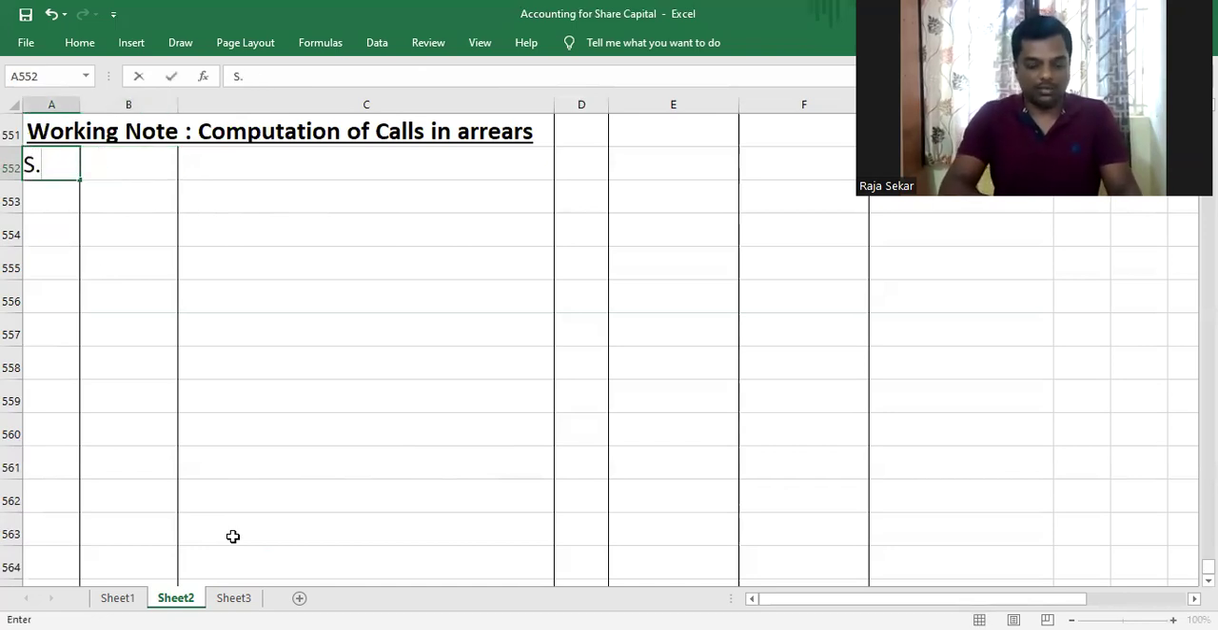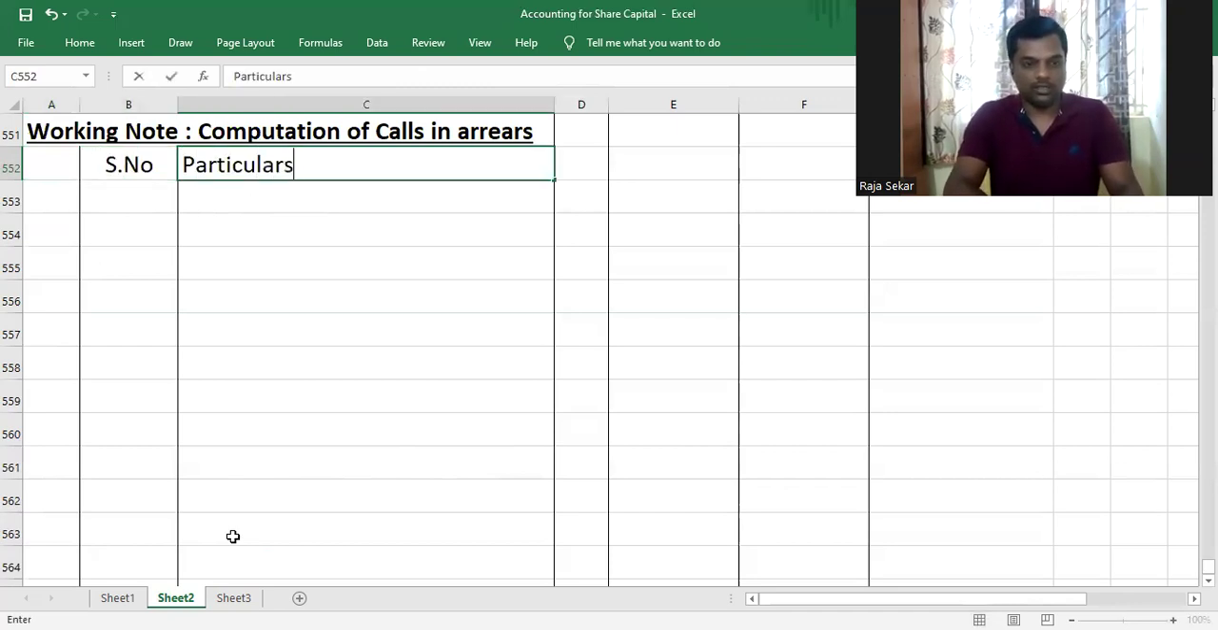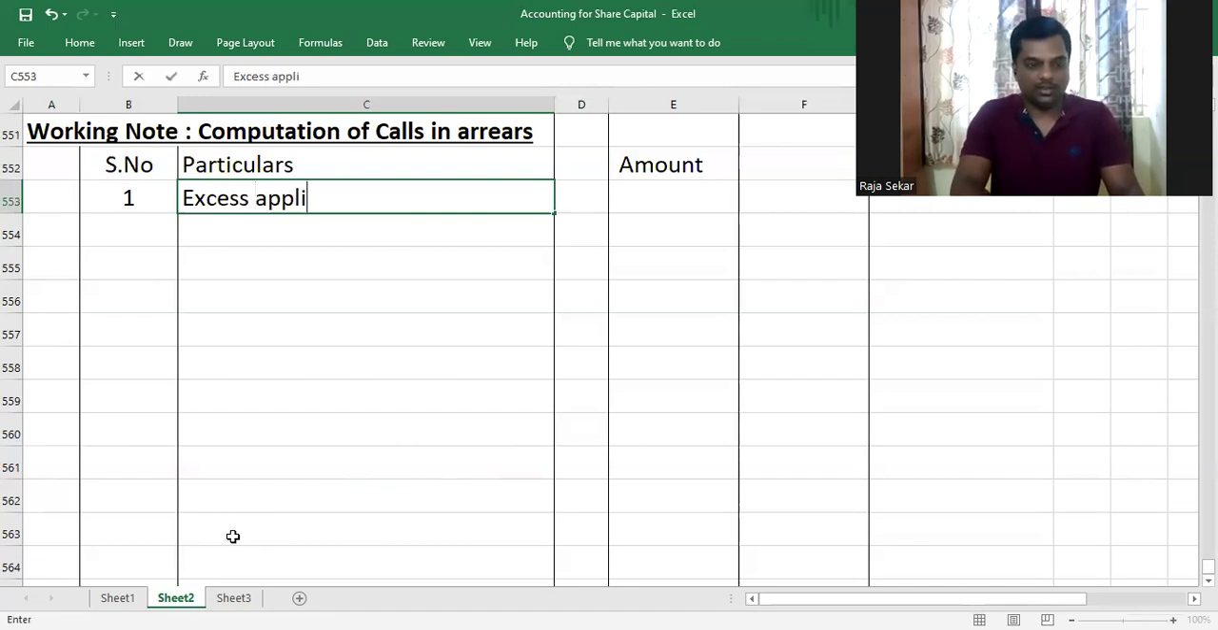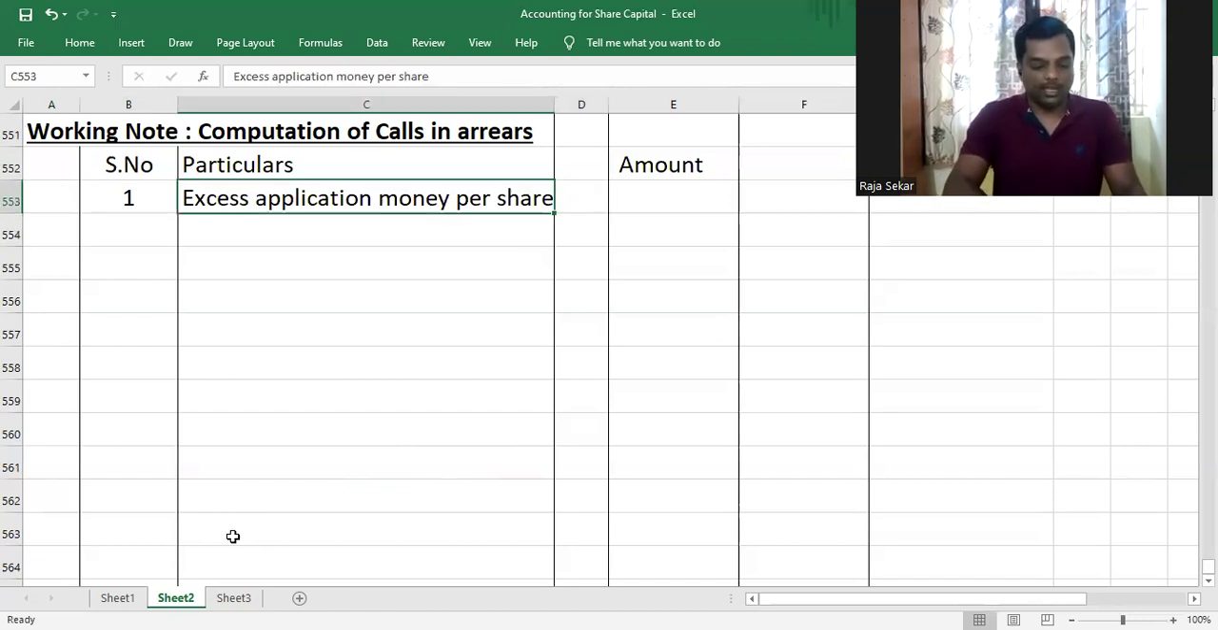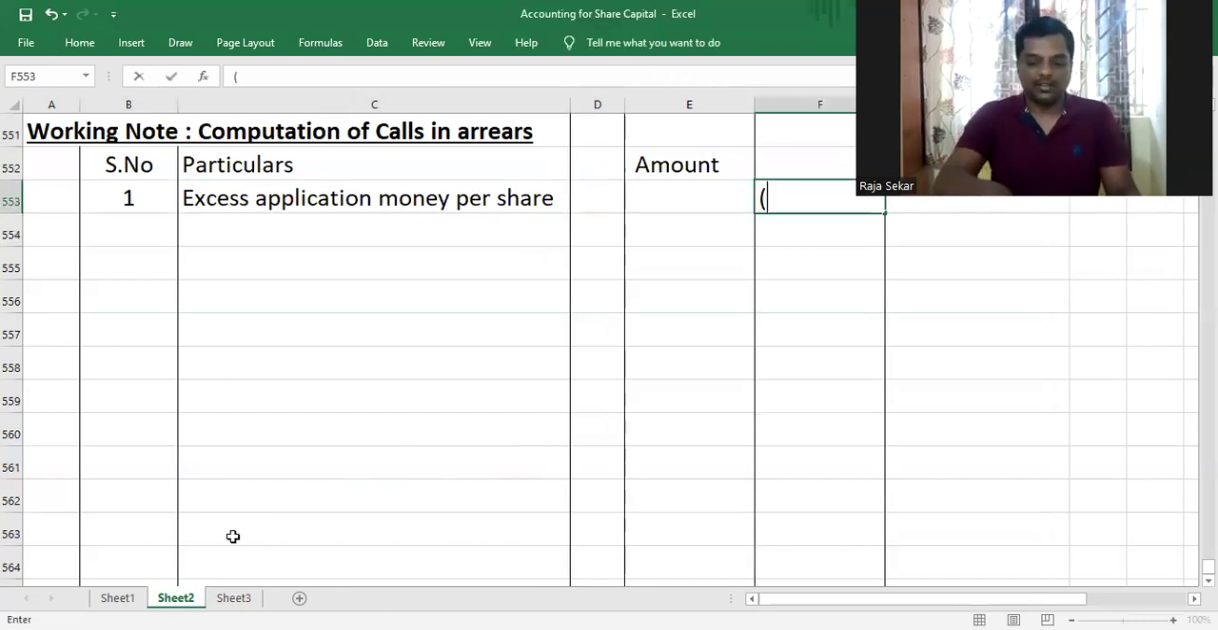You have serial number, particulars, amount. The first thing would be to identify the excess application money per share. What is the total excess application money, my dear children? It's 10 lakh. Am I right?